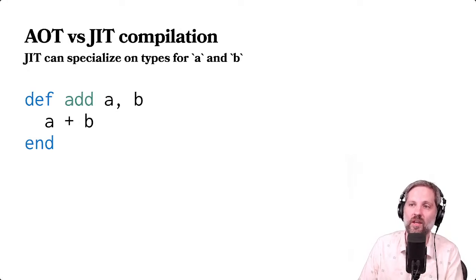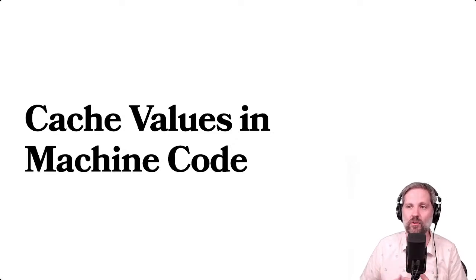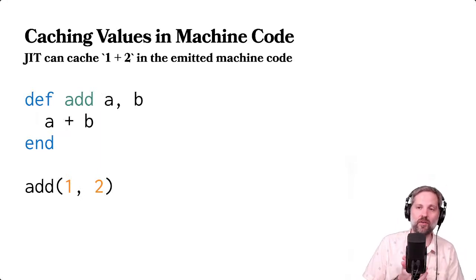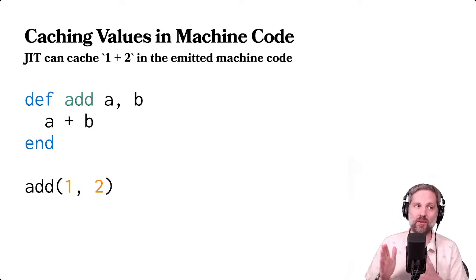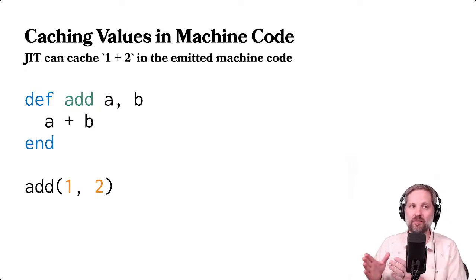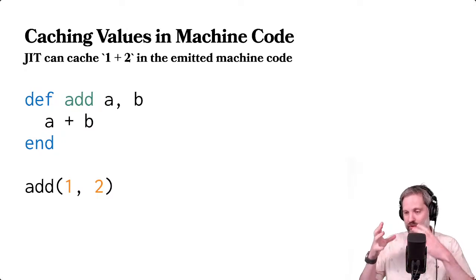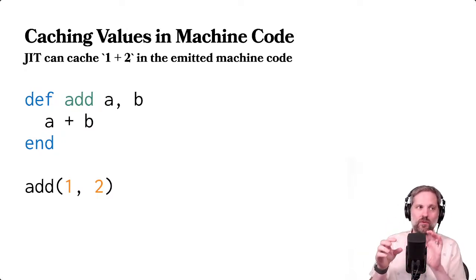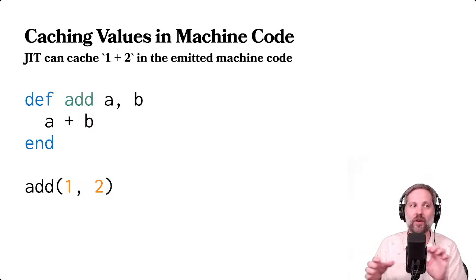Another cool thing is that a JIT compiler can cache values in the machine code to help speed up execution. For example, going back to this code example again, when the JIT compiler sees the values 1 and 2 as parameters, maybe it can cache those immediate values straight into the machine code itself. The JIT compiler can say, oh, I see you have this integer literal, I'm just going to put that into the machine code itself. I don't need to go look up what the values were that you put into the text of your code.